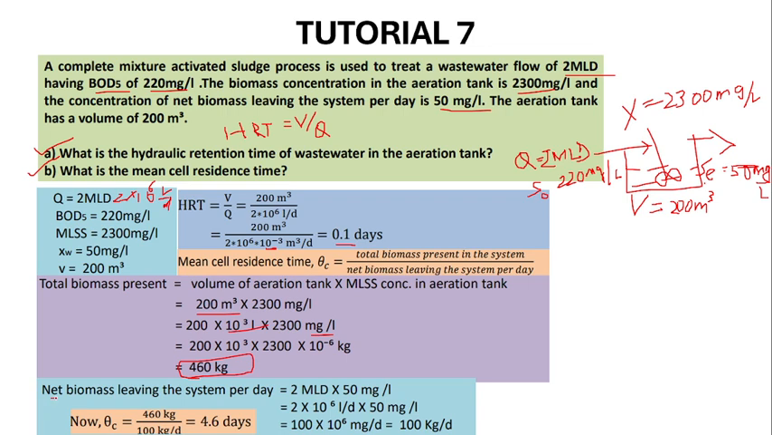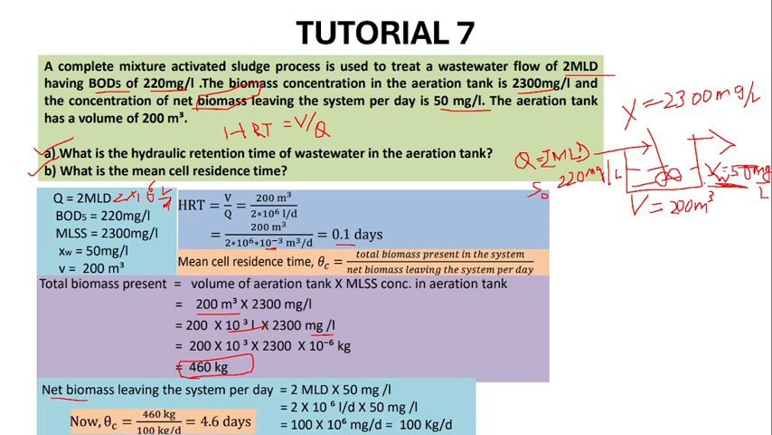Now the net biomass leaving the system: the flow rate is again 2 MLD, and here the leaving concentration is 50 mg per liter. Sorry, this is not the substrate concentration, because it is not mentioned as the BOD leaving; it is given as a biomass leaving. So it is the biomass leaving. So this is the XW.